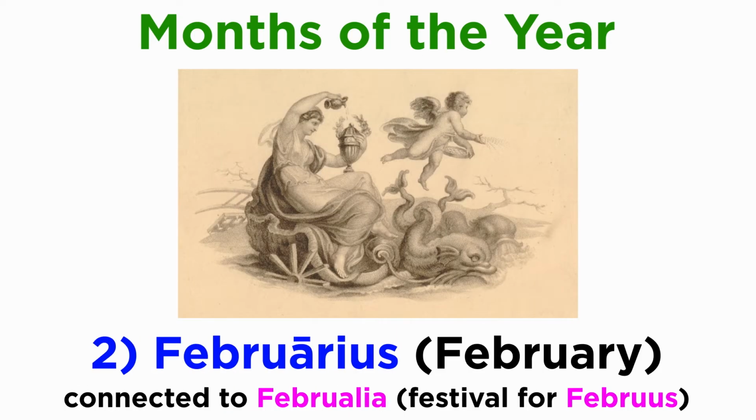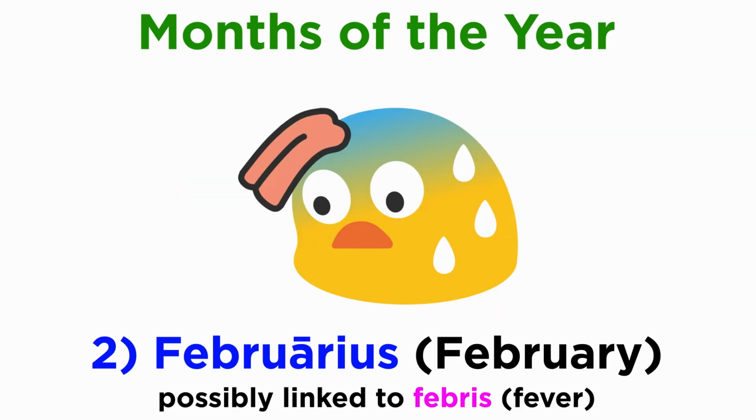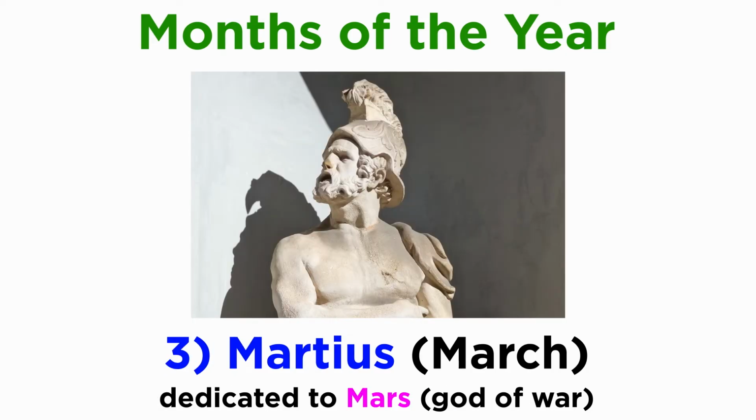Februarius, February, perhaps connected with the Februalia, which in ancient Rome was a festival with rituals dedicated to Februus, the god of purification. The word might also be linked to the word febris, which in Latin means fever, still following the concept of purging by means of the sweating associated with fever. Martius, March, dedicated to Mars, the god of war.